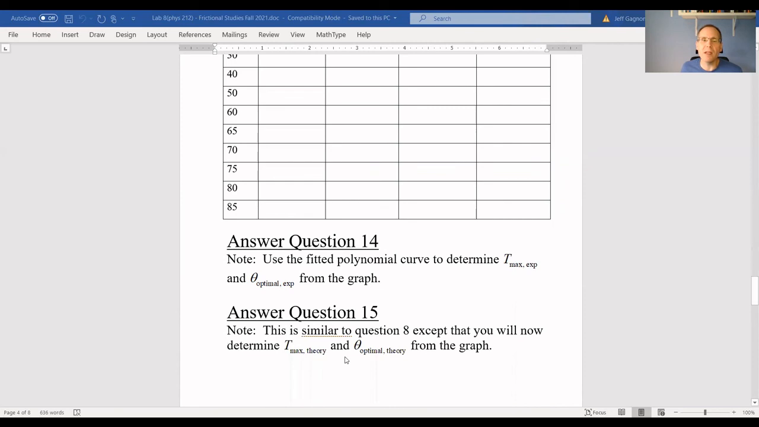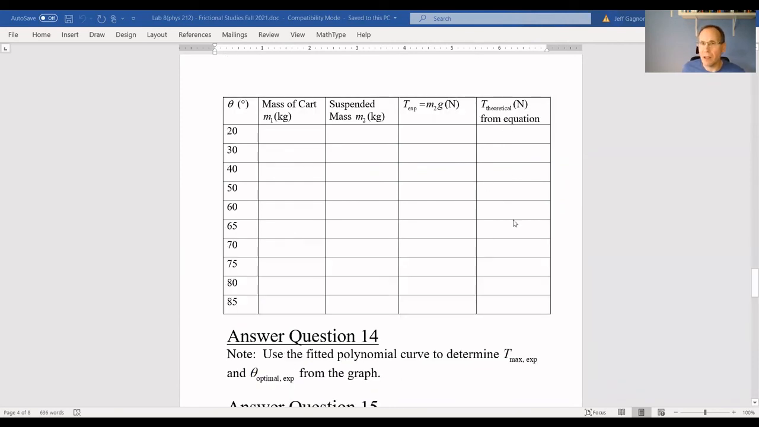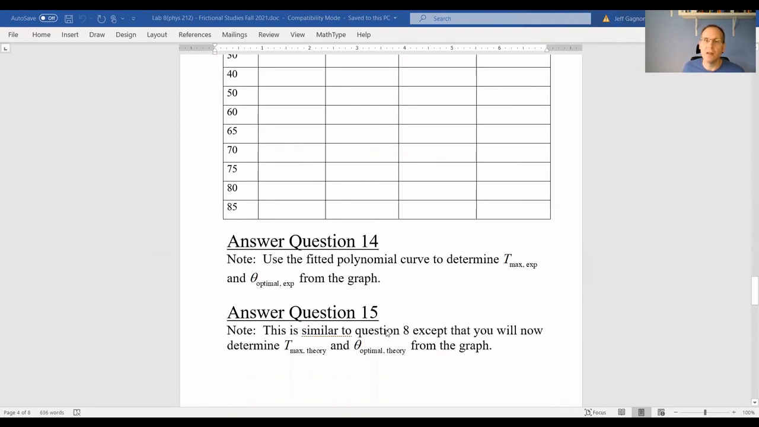And then question 15 is the same thing, but now you're plotting the theoretical tension on the y-axis versus angle on the x. You're going to do a polynomial fit, and then using the coordinate tool, you'll find the peak of the graph again. So you'll find the maximum tension theoretical and then the optimal angle theoretical.